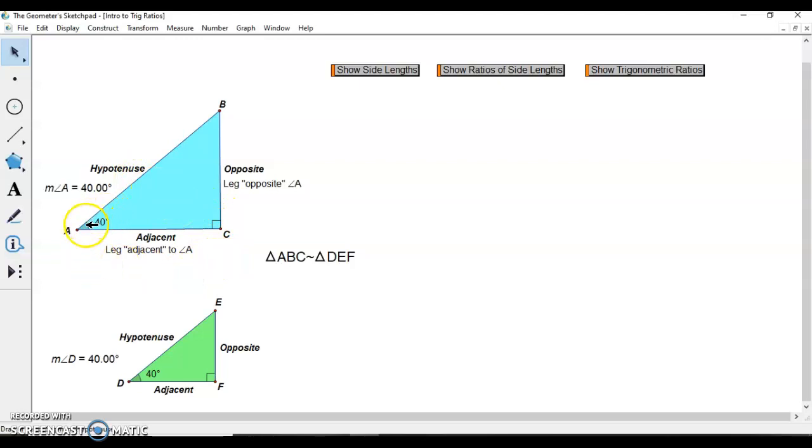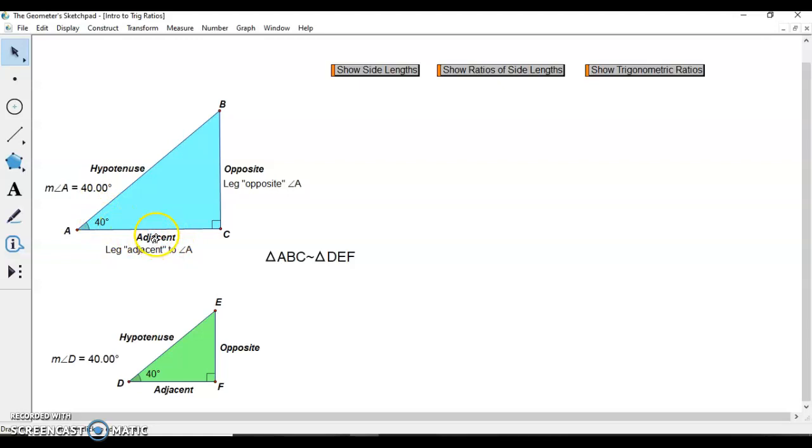Now, if I'm referring to this acute angle, angle A, then there are two legs relative to that angle. There's this leg that's opposite it. It's across the other side of the triangle. This leg is opposite to angle A, so we call it the opposite leg. This leg that touches angle A is adjacent to it. Adjacent means right next to, so this is the adjacent leg.